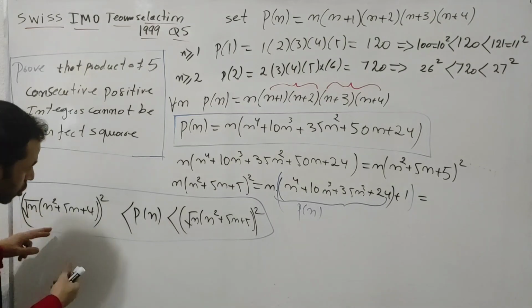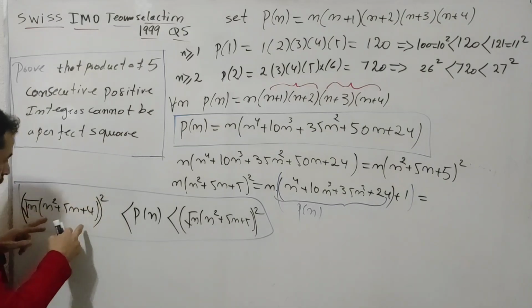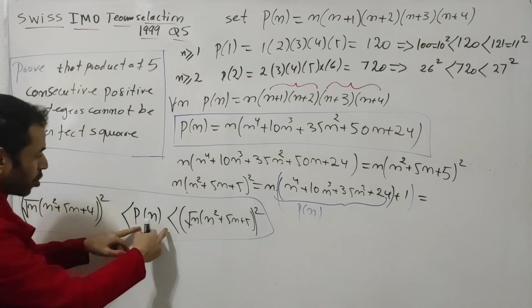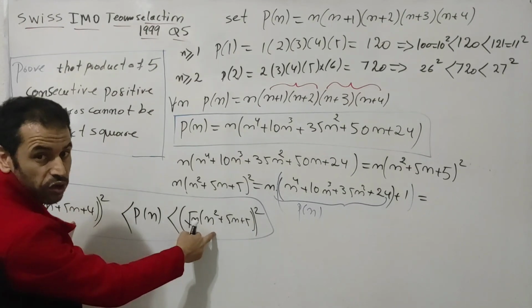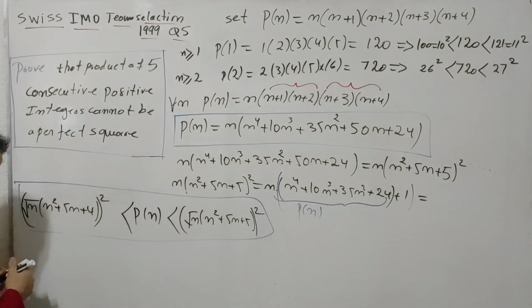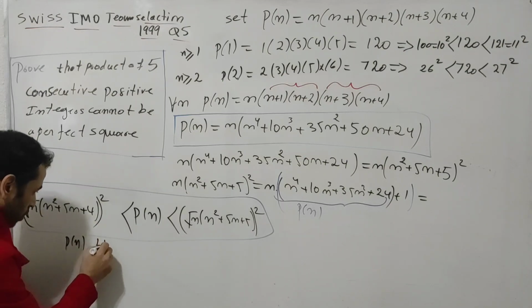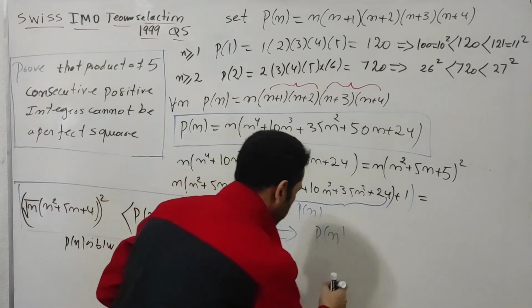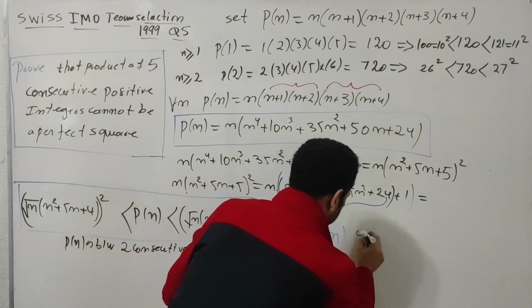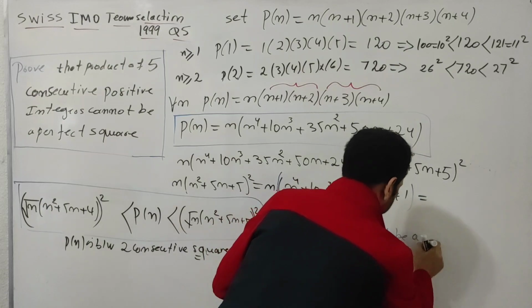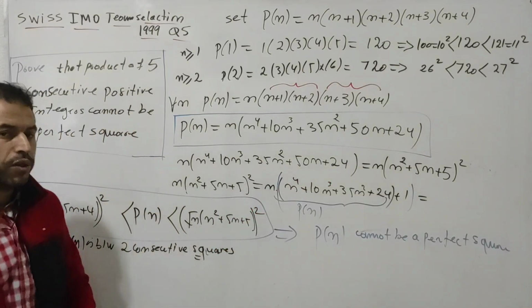The second contradiction, we have two consecutive squares. We have p of n located between two consecutive squares. Okay, so p of n is between two consecutive squares. Finally, n cannot be a perfect square. So I am done with this problem.